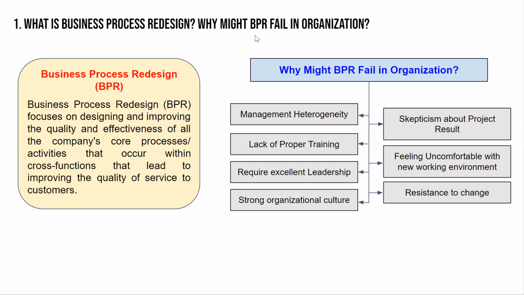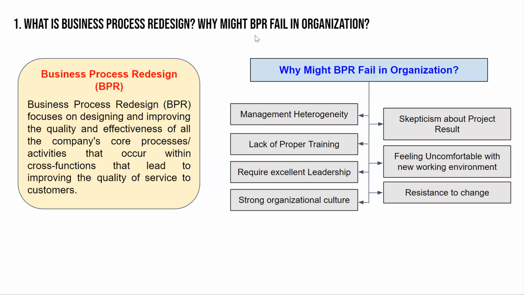The fourth is strong organizational culture. Why can strong organizational culture affect business process redesign? Because sometimes culture is really hard to change. When a company or an organization has a really strong culture, it shapes all of the employees' mindsets regarding that thing. And to adopt a new culture, it will be really hard for an organization, because people will take time to adapt to a new one.